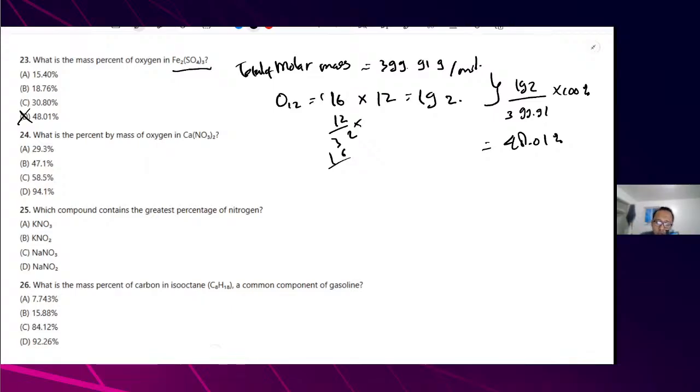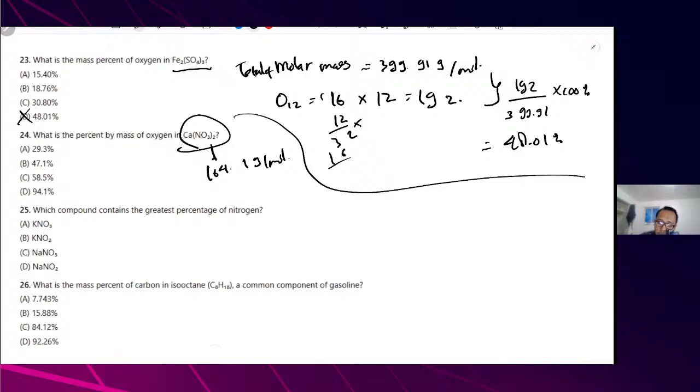All right. And then number 24, what is the percent by mass of oxygen in Ca(NO3)2? Same as the previous one. So what's the molar mass of this one? The total molar mass of this one is 164.1 gram per mole. And then after that, we just go through the calculation. As you know, the total is 6. So 6 times 12 is 72 over 164.19, times 100 percent.